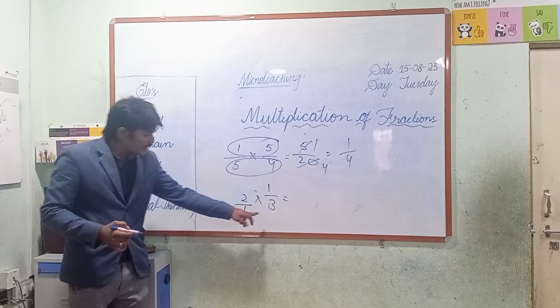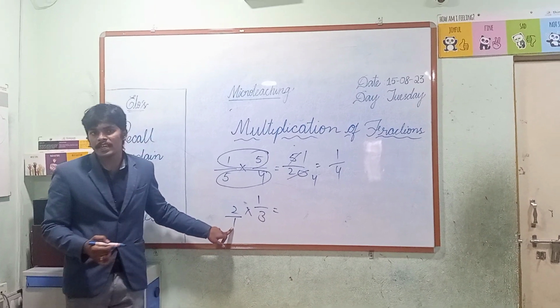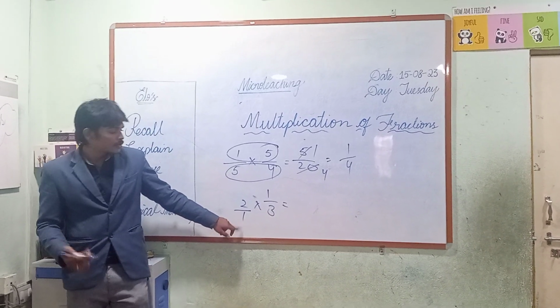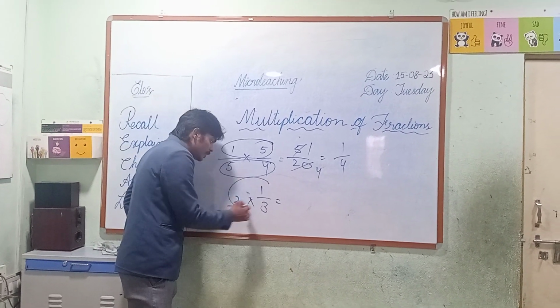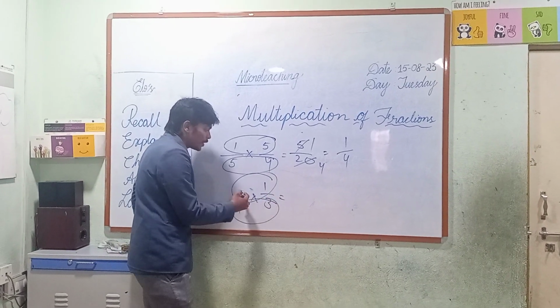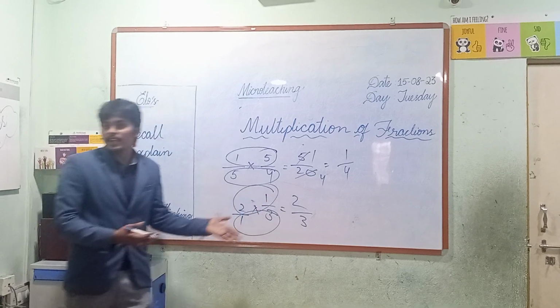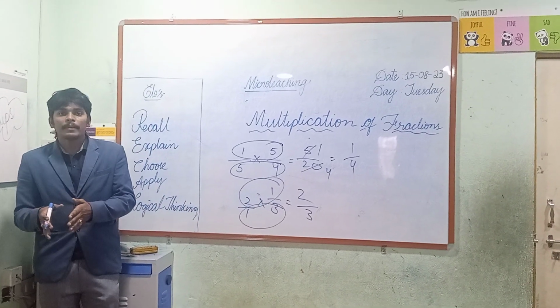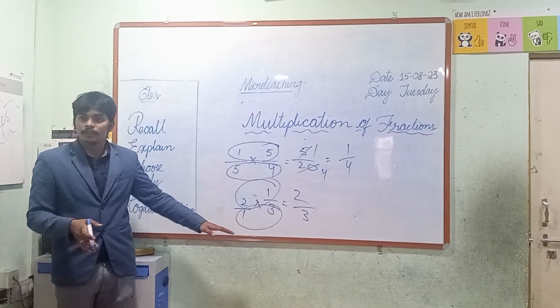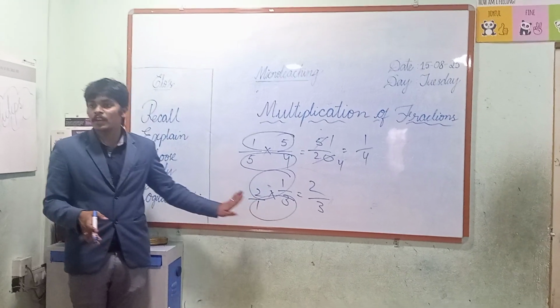So here what happened is 3 ones are 3. There is no change in the denominator, right? So here also same thing, numerator with the numerator and denominator with the denominator. 2 ones are 2, 3 ones are 3. So the process is the same, but we need to assume that there is 1 in the denominator.